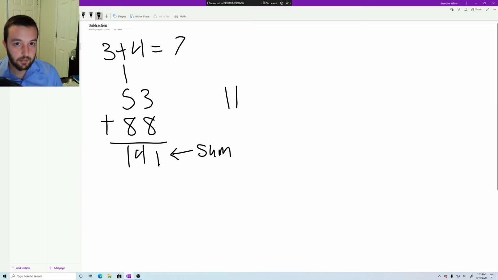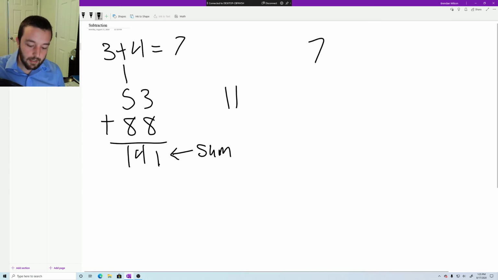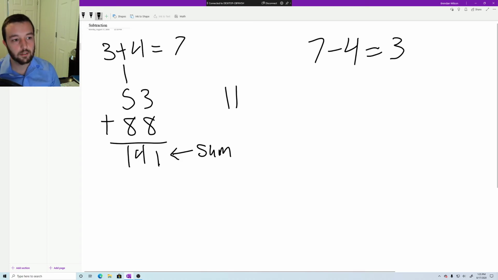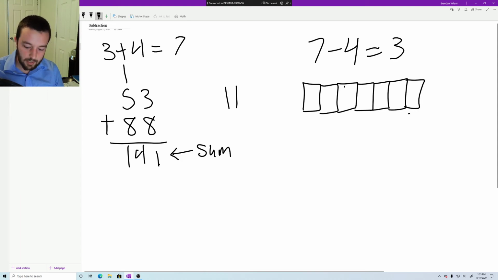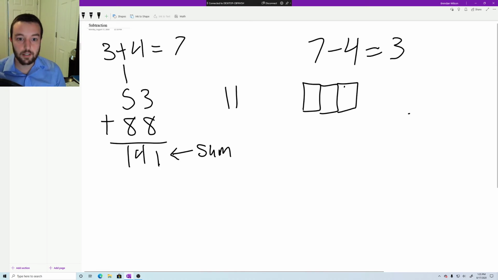What about subtraction? Well, subtraction's basically the opposite of this. If 3 plus 4 is 7, then that implies 7 minus 4 is 3. But why does it imply that? Well, first we can check to make sure 7 minus 4 is 3. If we have 7 blocks, okay, we've got these 7 blocks. If we take 4 of them away, then we're left with 3. So it does make sense.